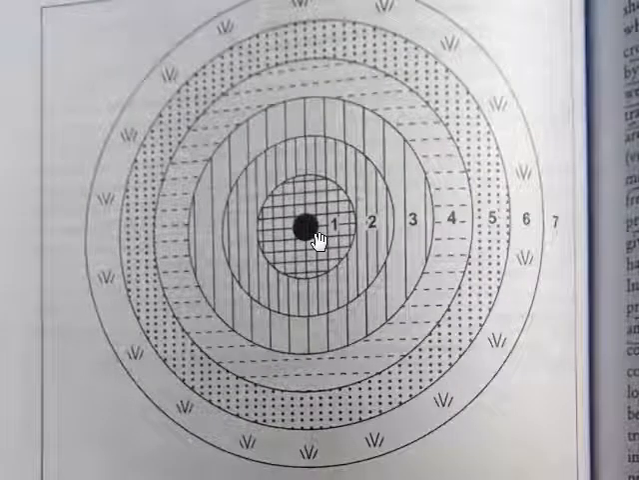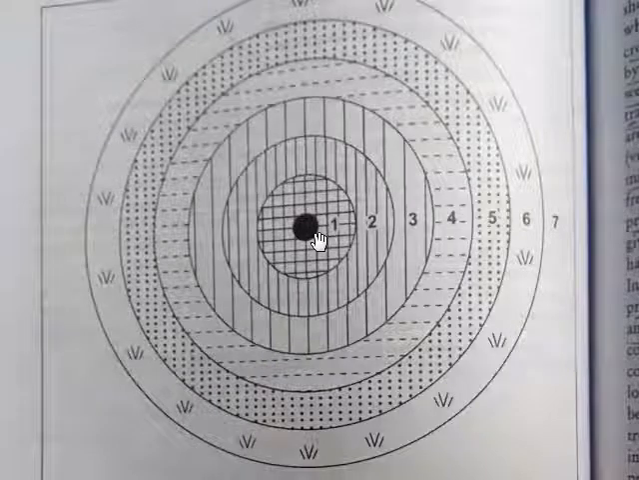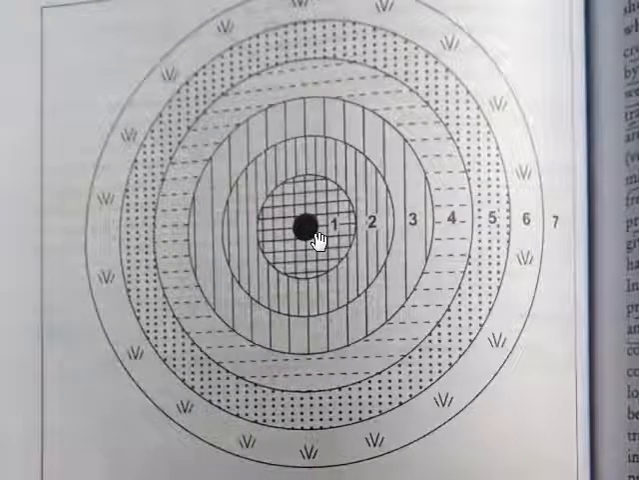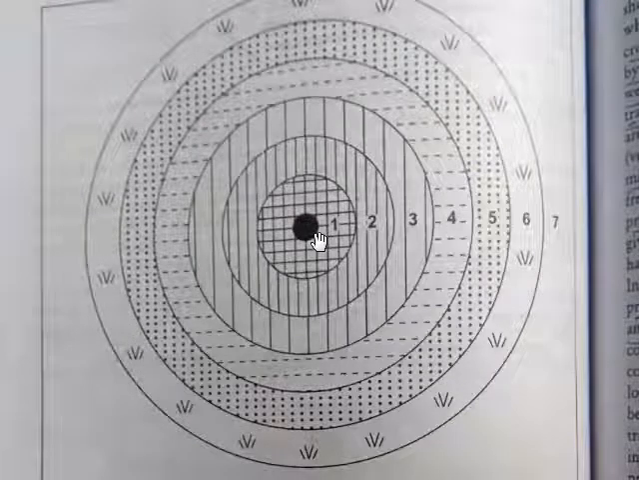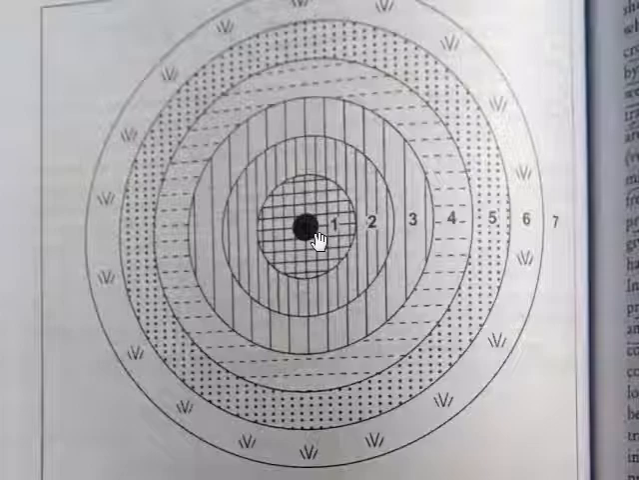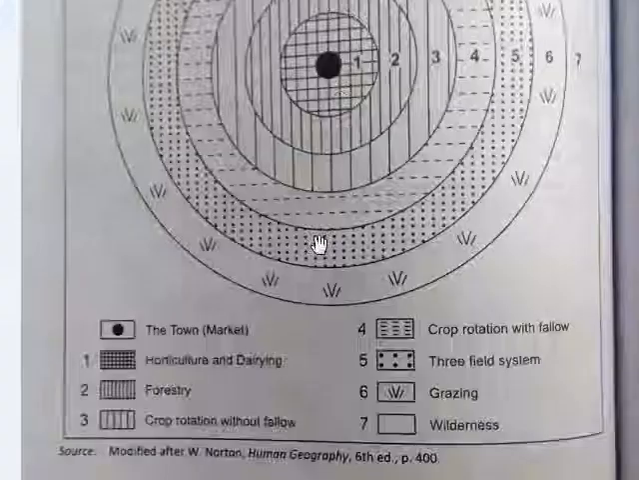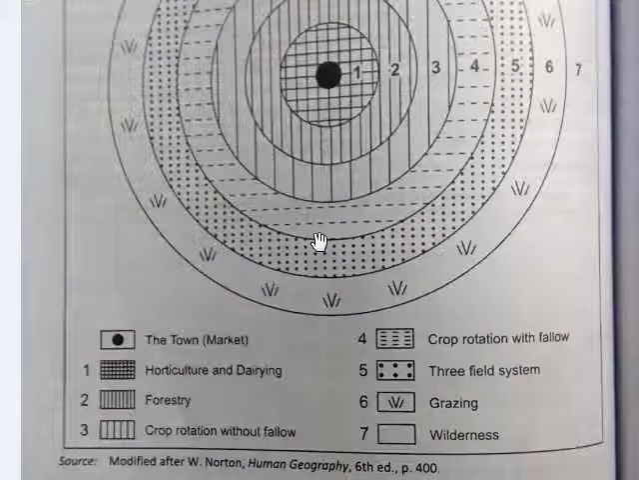Third is crop rotation without fallow, fourth is crop rotation with fallow, 5 is the three field system, 6 is grazing, and 7 is wilderness. So you can see, first is the market, first is horticulture and dairying, second is forestry, third is crop rotation without fallow, fourth is crop rotation with fallow, 5 is the three field system, 6 is grazing, and 7 is wilderness.